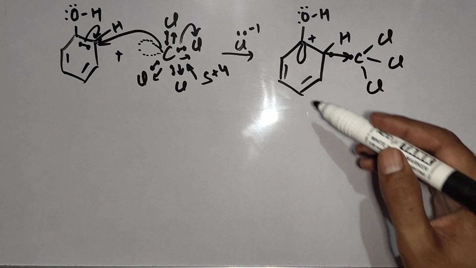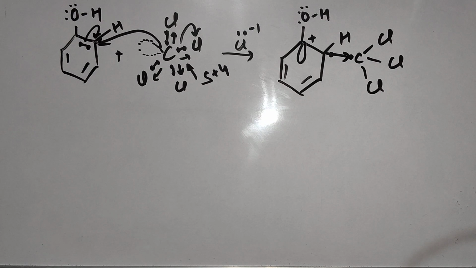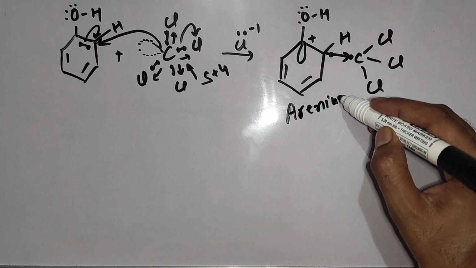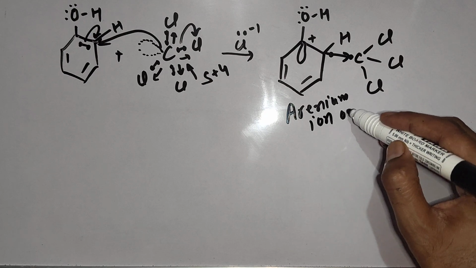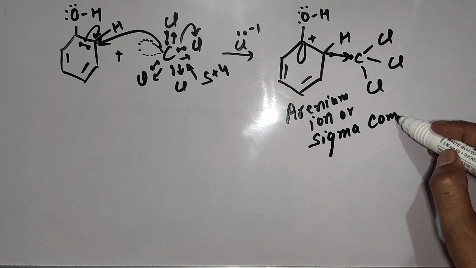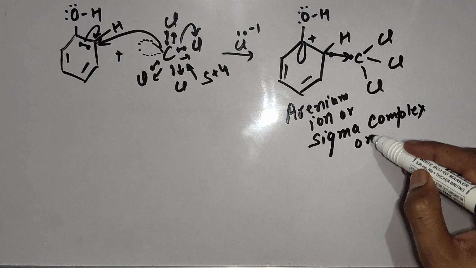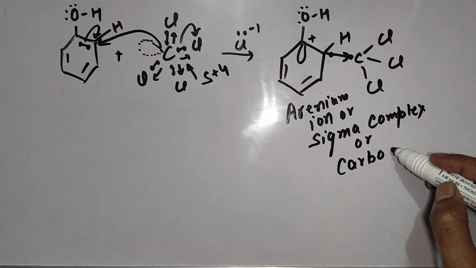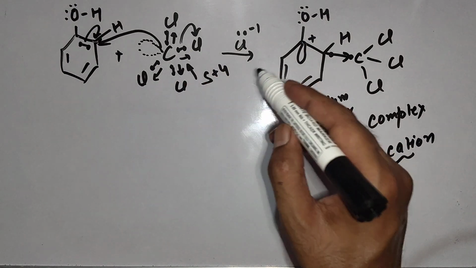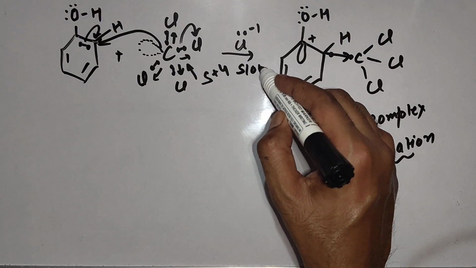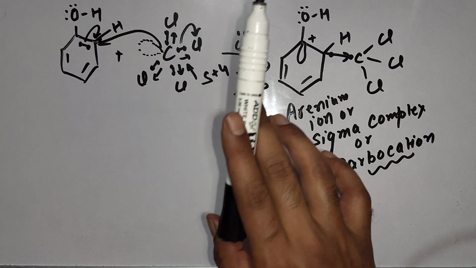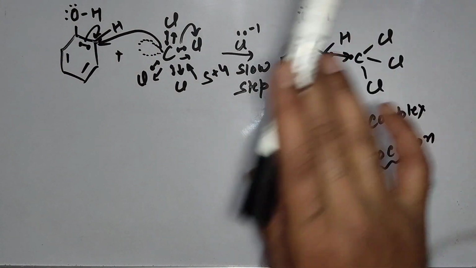The intermediate which is generated here, we call it arenium ion or sigma complex. Or simply you can call it carbocation. This step is always a slow step, because during this step the benzene ring is losing its aromaticity or stability.